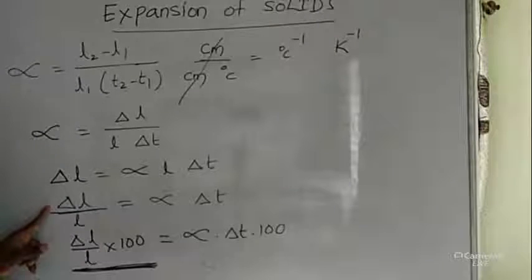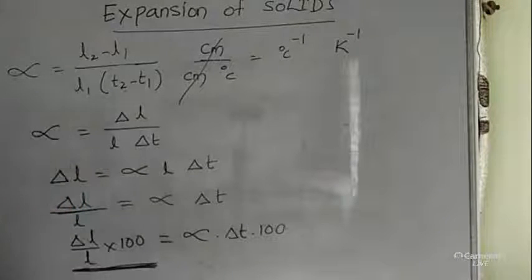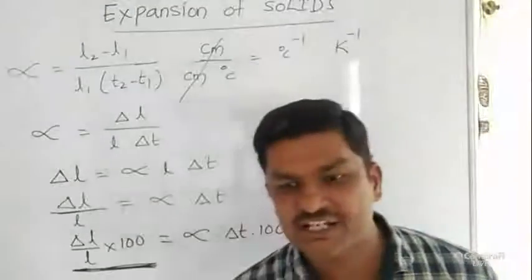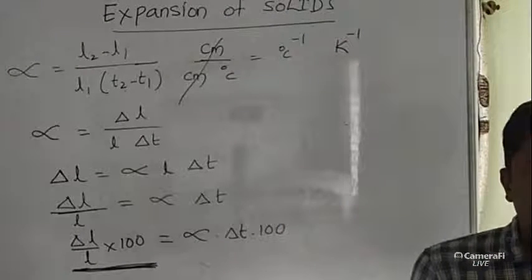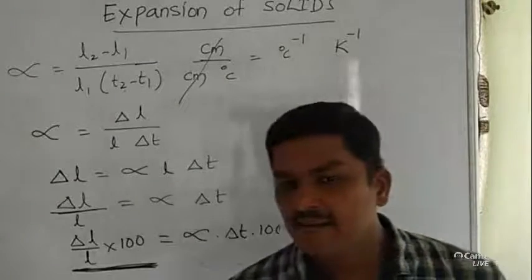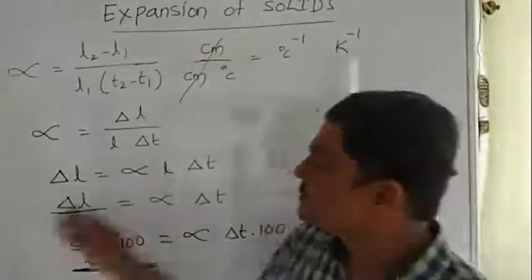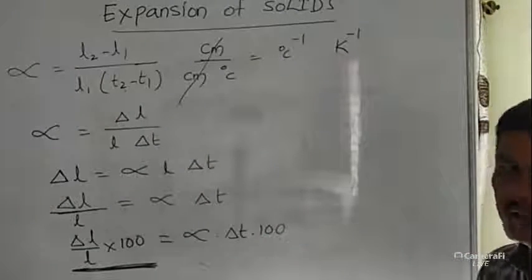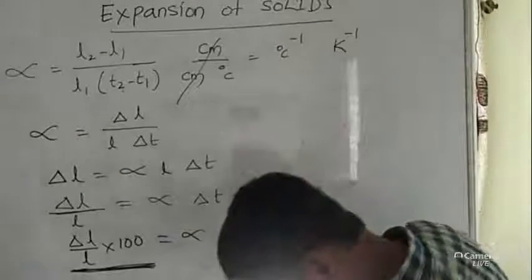This is fractional change in length and this is percentage change in length. Alpha into delta T into 100. Alpha depends on nature of the material and alpha depends on the scale of temperature that we choose. Okay, next. So alpha equal to delta L by L into delta T, and for different materials it has different values.